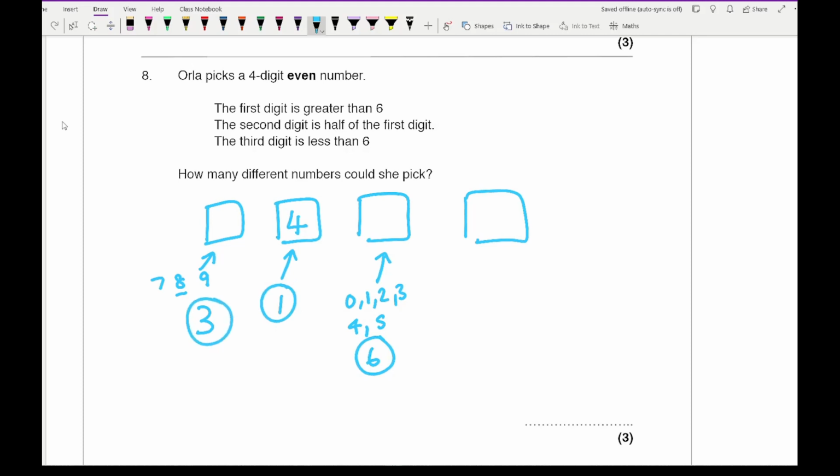And it says that the number is an even number. So it's either going to end in a 0, a 2, 4, 6, or an 8. So there are 5 possible numbers there. So then multiplying this out, we get 3 times 1 times 6 times 5, which gives me an answer of 90.